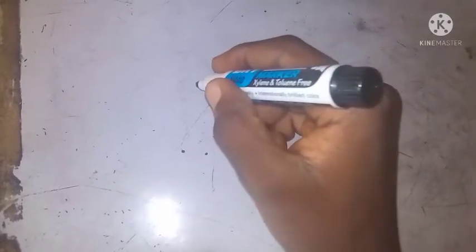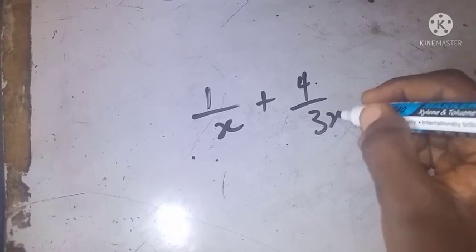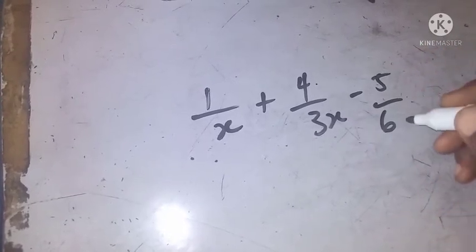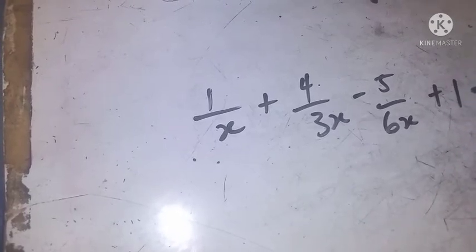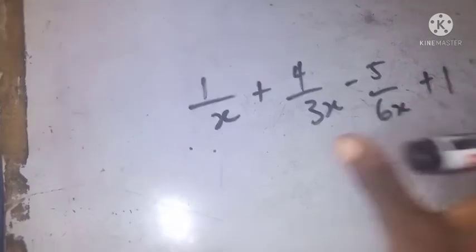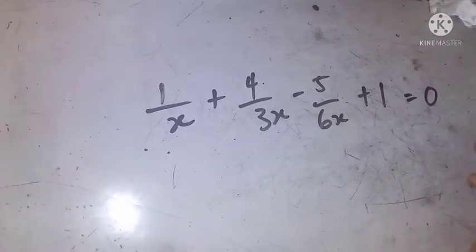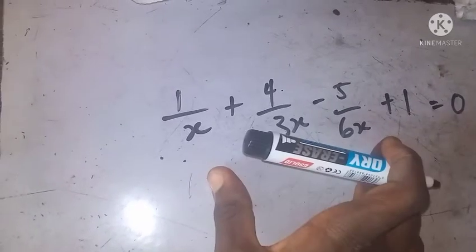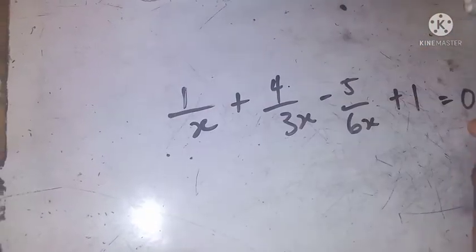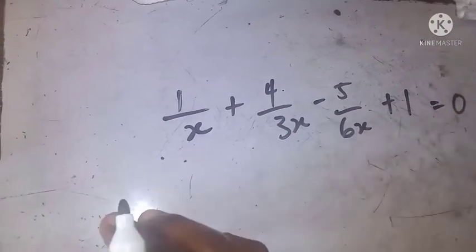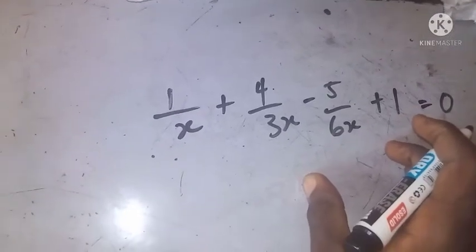Okay, so now let's call number 17. This is the question. They said 1 over x plus 4 over 3 minus 5 over 6 plus 1. They said find the value of x such that this equation is 0. So that means they are equating it to 0 indirectly, but they didn't tell us. They only give us this expression. They said find the value of x that makes this expression equal to 0. Now, very simple, just keep solving till you get your isolated x as your answer.